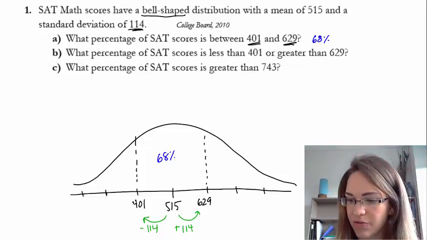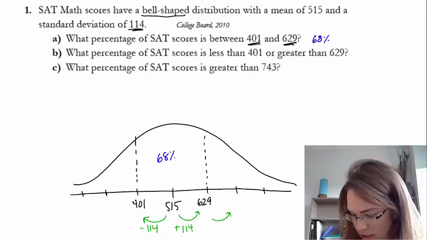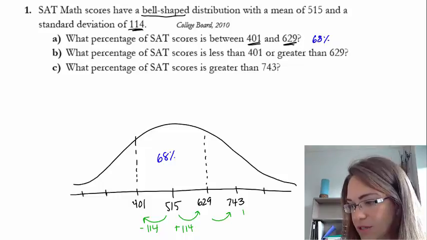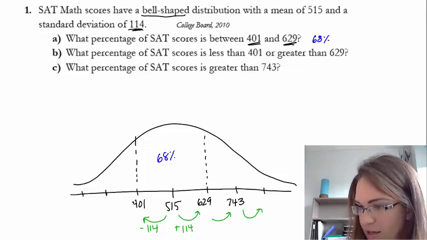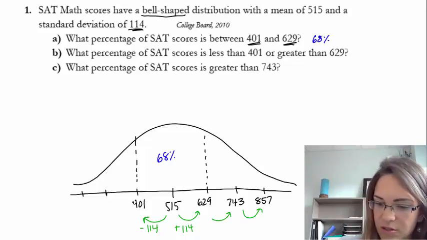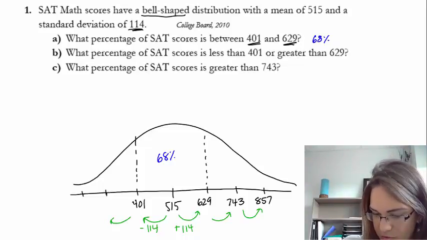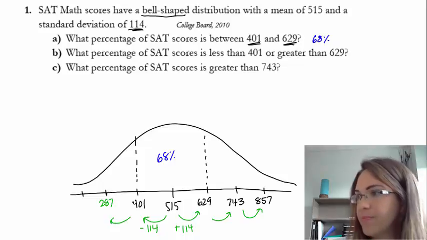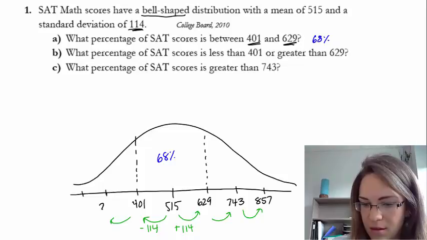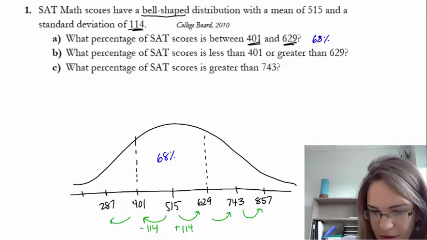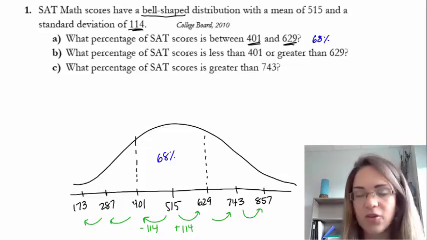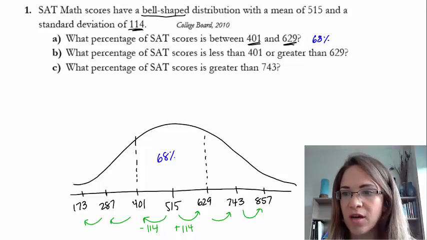If we go another 114 after 629, that gives us 743. And another 114 beyond 743 is 857. Or we can go backwards. So let's finish this direction. 401 minus 114 is 287. And 114 back from that is 173. So now we've completed the curve, just so we can interpret the coming questions.